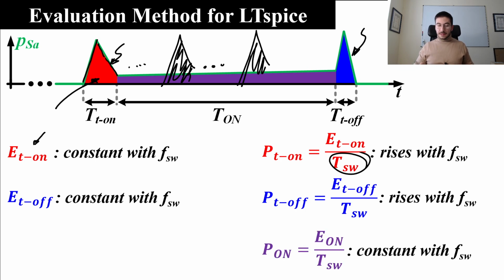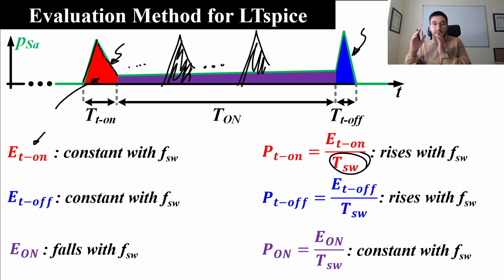And the last comment is the power consumption related to the on state. During the on state, we must take into account the on resistance and the inductor current, but that power doesn't depend on the switching frequency. This is something very obvious, but what is not always considered is that the energy during the on state is not constant with the switching frequency. The power is constant, the energy is not constant.